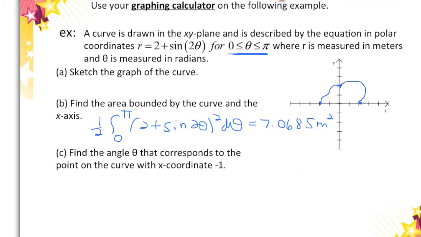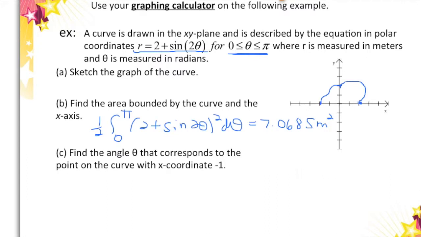All right, the next part says find the angle theta that corresponds to the point on the curve with the x-coordinate of -1. X-coordinate, I mean, this is kind of alarming to students. We don't have an x-coordinate. All we have are r's and thetas, so what in the world are they wanting us to do?